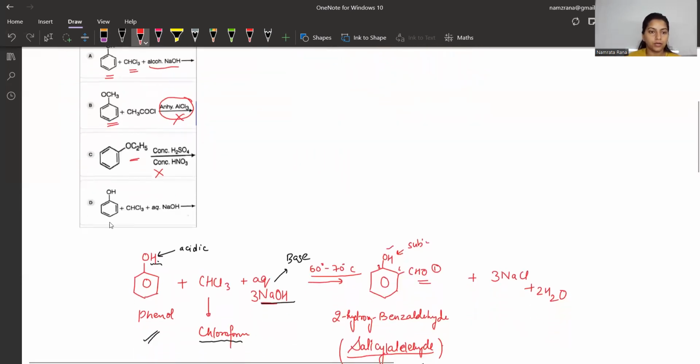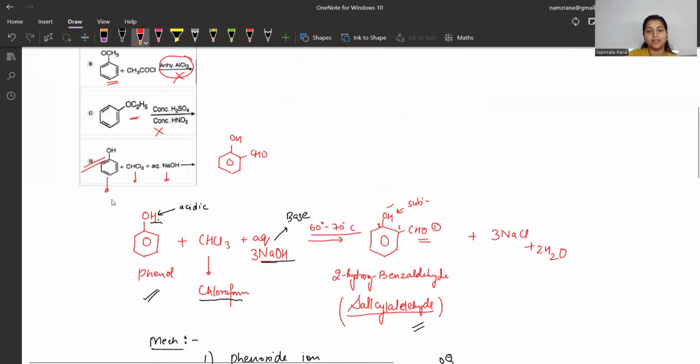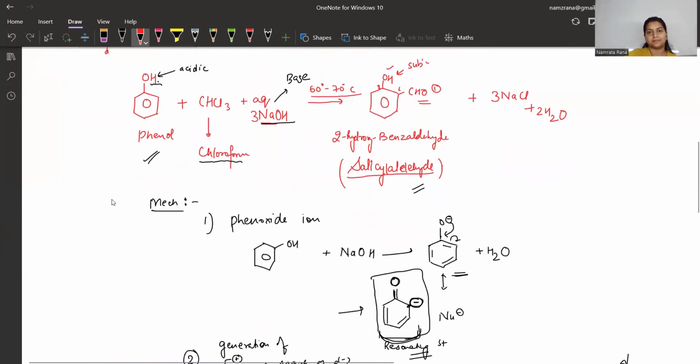The last option is you have phenol, correct. You have chloroform, correct. You have aqueous NaOH. Can you tell me the product formed? Yes, of course, we have done it. This is a simple Riemann Tiemann reaction. We'll write OH and we'll write CHO. So, the fourth question. I hope all the 4 questions were very easy because of the mechanism and because of the reaction, right? Thank you so much.